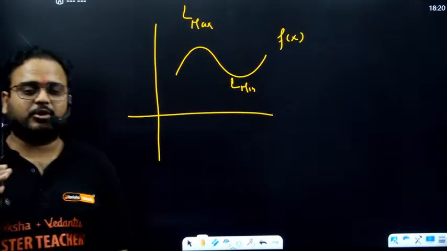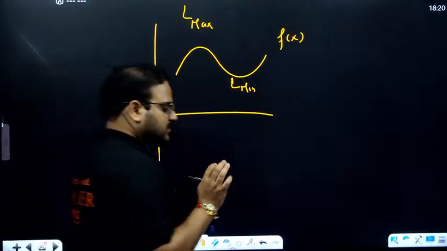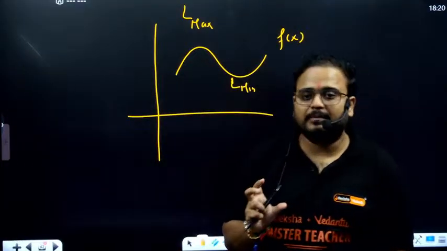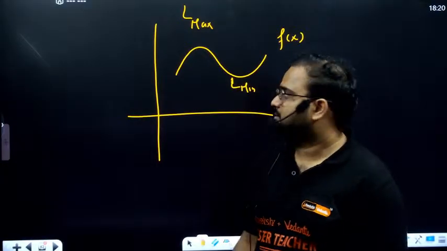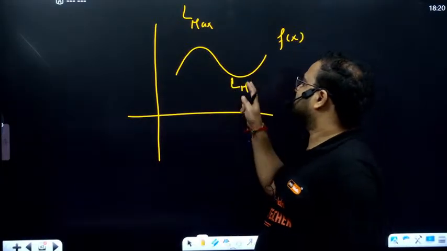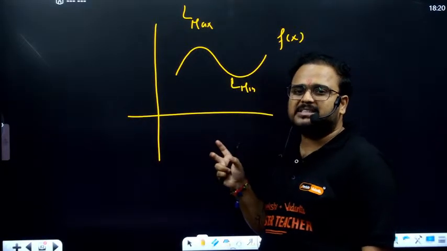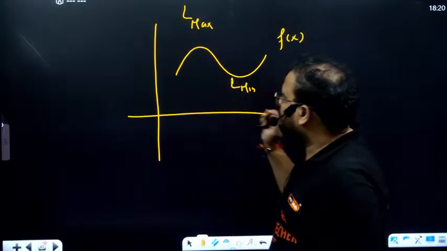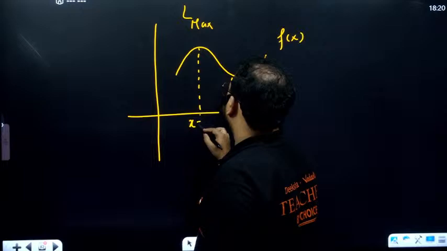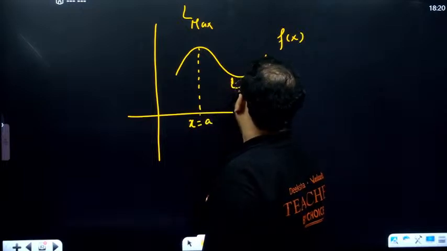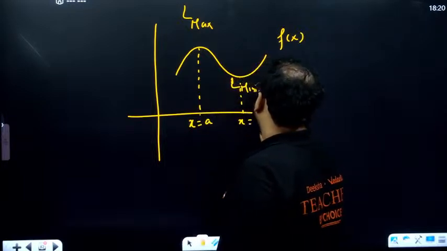What is absolute maxima, absolute minima? We'll talk about it later. Let's stick to local maxima and local minima right now. Clear, guys? This is the point of local maxima, this is the point of local minima. What's the meaning of local maxima, local minima? Before we go into that, let's highlight a point over here as x equals point A, and here a point as x equals point B.